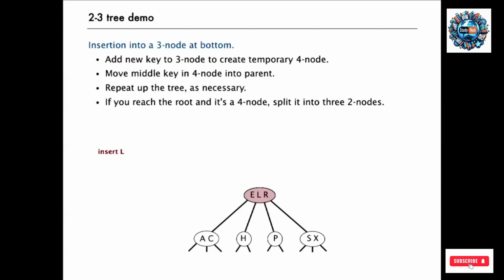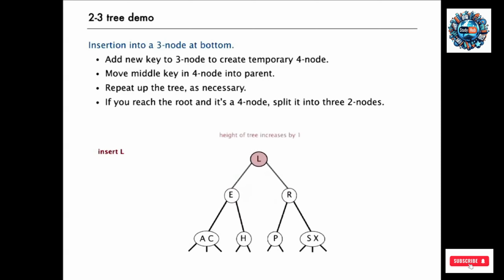But now that's not a 2-3 tree, so we have to split again. And in this case, there's no parent, so we create a new one, and the height of the tree increases by 1. That's the only time the height of a 2-3 tree changes. When the root splits, the height increases by 1. So that's a demo of insertion into a 3 node at the bottom in a 2-3 tree that percolates all the way to the top.